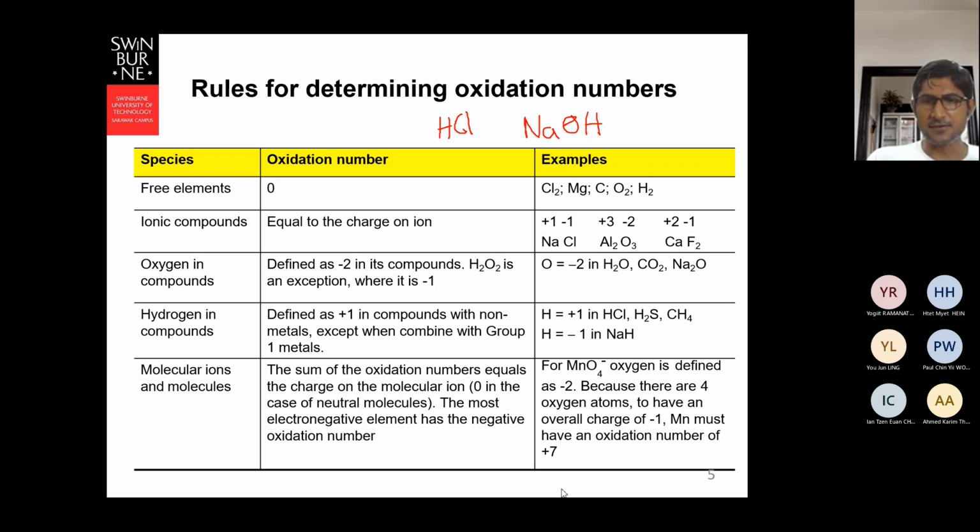All right. Any questions here? Does everybody understand what I'm talking about? Oxidation state. For permanganate, manganese is +7 in this case, right?